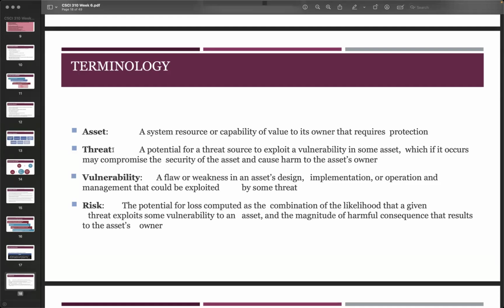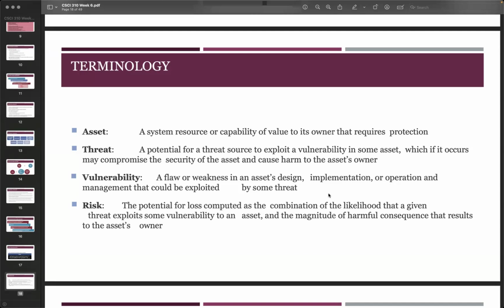Okay, so a threat is more like an action, and the potential to address the resources to expose vulnerability in some assets, which of course may compromise the security of the assets and cause harm to the assets' owner. And then vulnerability is the flaw or weakness in the asset's design. There's no perfect design, and that's why we always have updates. Just have an idea of this one.